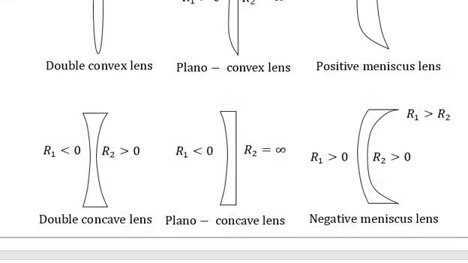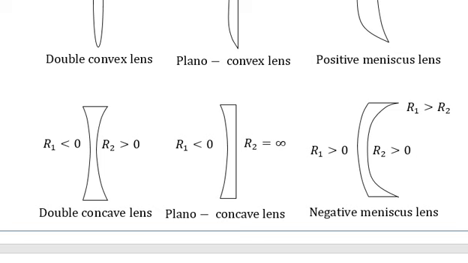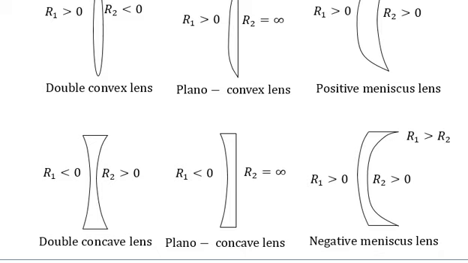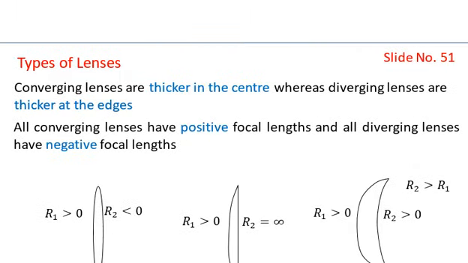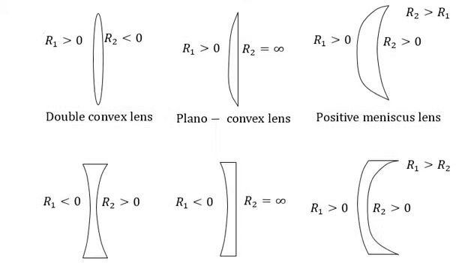Then we have a double concave lens. R1 is less than 0 and R2 is greater than 0. And plano concave lens, R1 is less than 0, R2 is again equal to infinity as in the above case. Negative meniscus lens, R1 is greater than 0, R2 is also greater than 0, but here R1 is greater than R2, whereas in the previous case, which was a positive meniscus lens, R2 was greater than R1. So you see that converging lenses are thicker in the center, whereas diverging lenses are thicker at the edges. All converging lenses have a positive focal length and all diverging lenses have negative focal length.